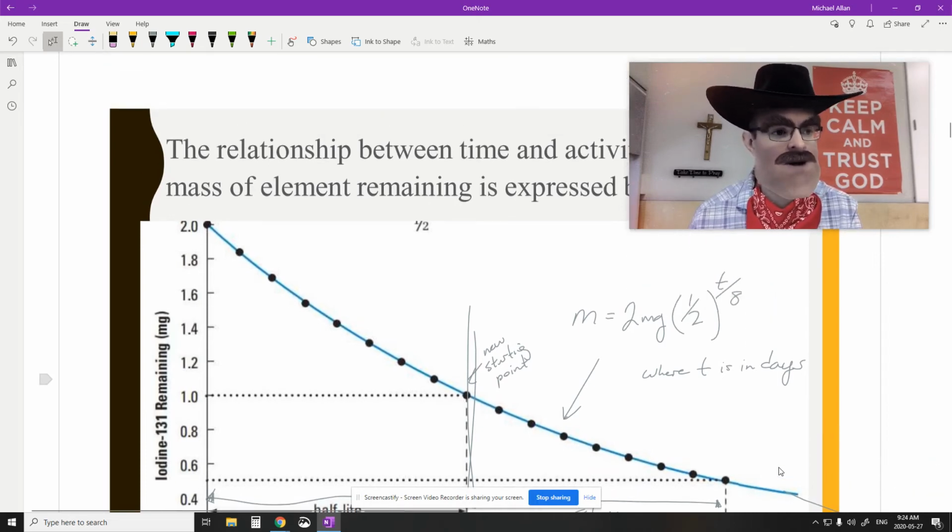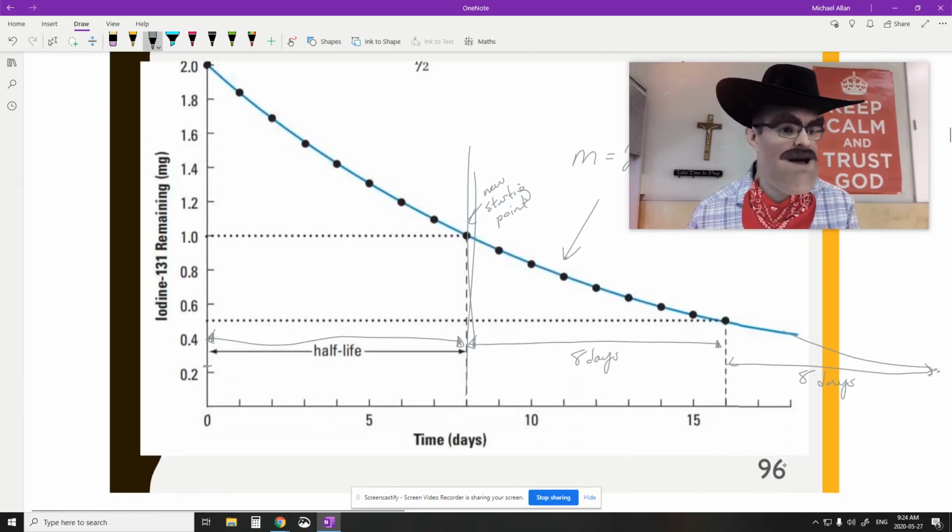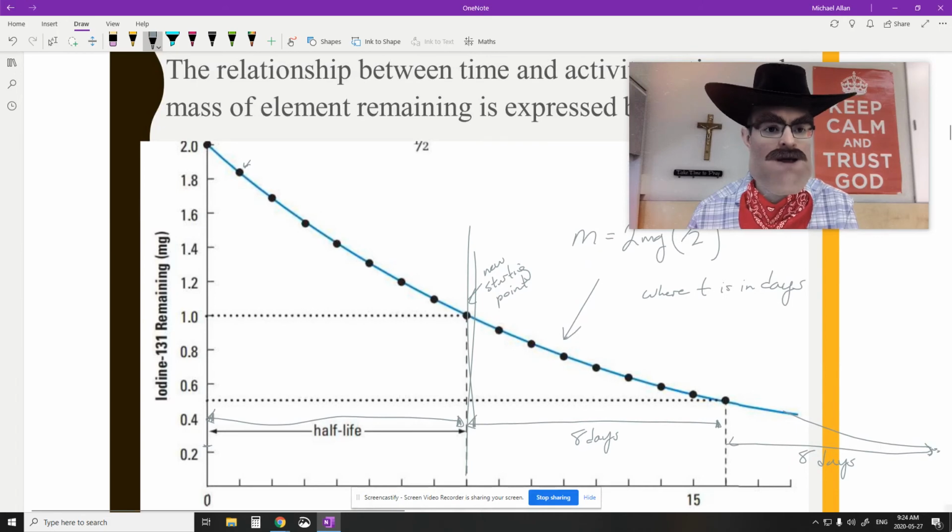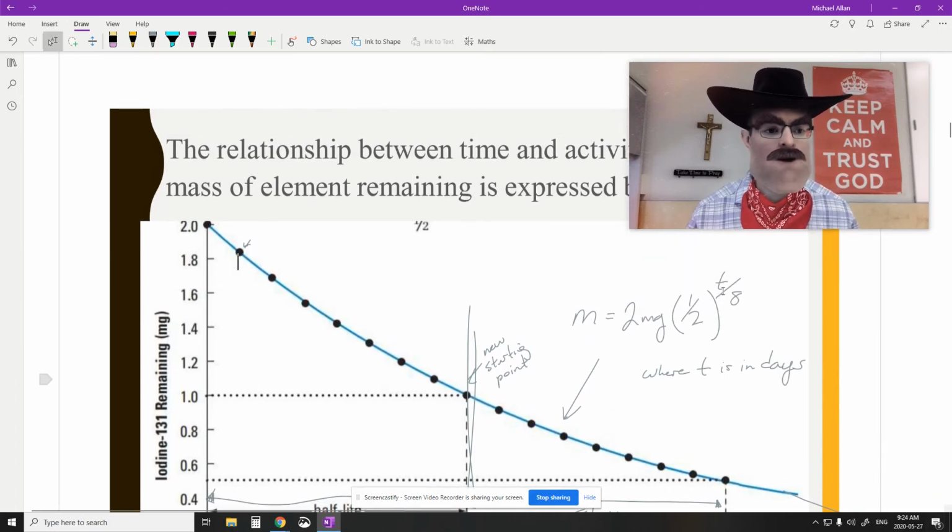So I can determine anywhere now if I wanted to. I can say, okay, after 1 day, what is this number after 1 day? It looks like it's like 1.8. So I can go back to this equation, put a 1 in there. Put a 1 in this equation. So there'd be a 1/8 there. So 1/8 of a half-life has occurred.